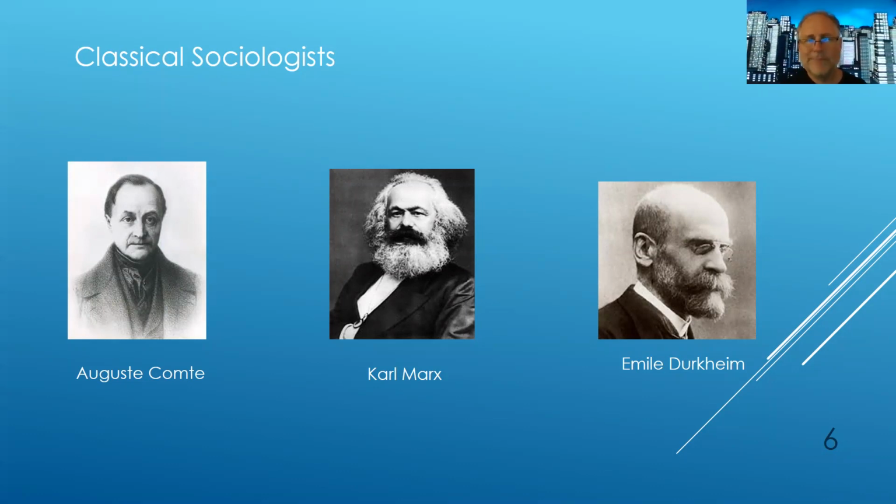Another big contribution that he made to sociology is what he called positivism. And positivism is the application of the scientific approach to the social world. Karl Marx developed an understanding of our social world based on economic competition and the exploitation of the masses. And Emil Durkheim studied many different things in sociology, including religion and suicide.